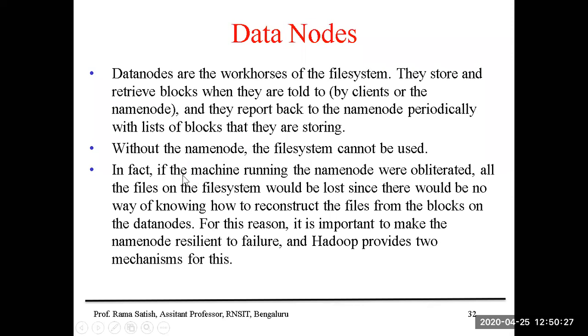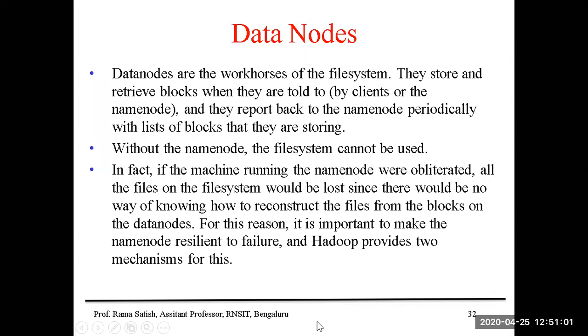In fact, if the machine running the name node were obliterated, all the files on the system would be lost, since there would be no way of knowing how to reconstruct the file system from the blocks on data nodes. For this reason, it is important to make a name node resilient to failure. Very, very important. Hadoop provides two mechanisms for this. Very, very important.